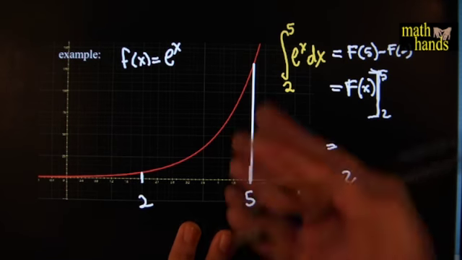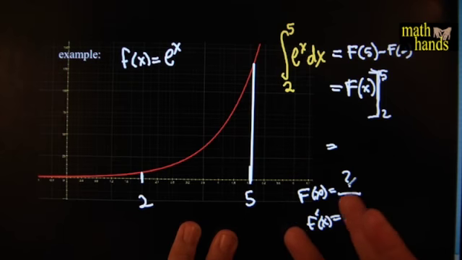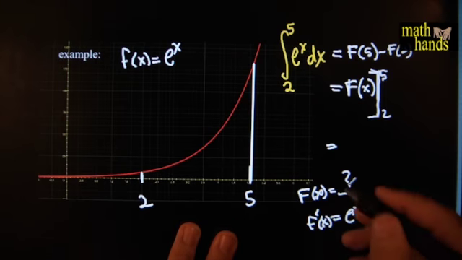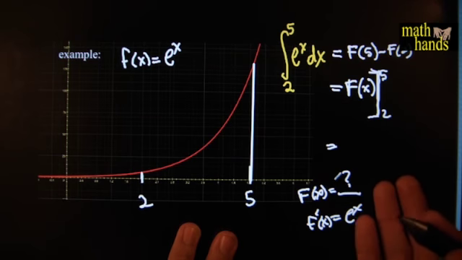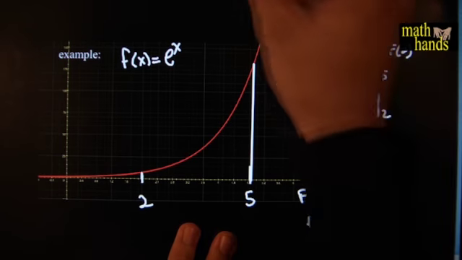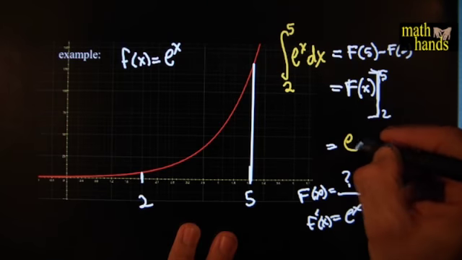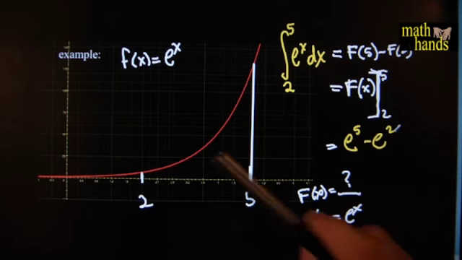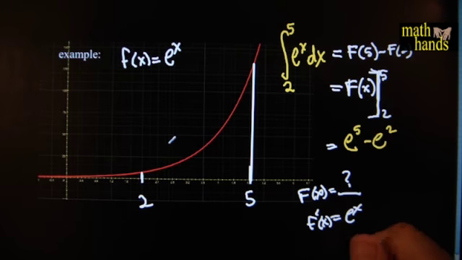So again, you could look through all your famous functions, famous derivatives. Are there any of them whose derivative is e to the x? And the answer is yes, of course. e to the x has its own derivative, e to the x. So it's all over now. That means that this one would be equal to e to the 5 minus e to the 2. And that, my friends, that's how we do it. Pretty nice, huh?